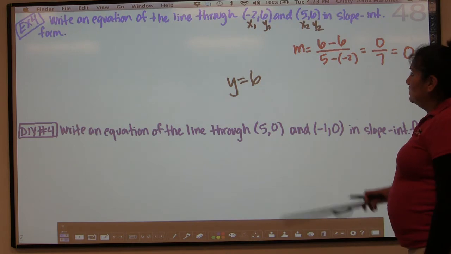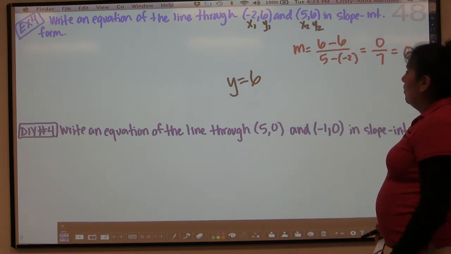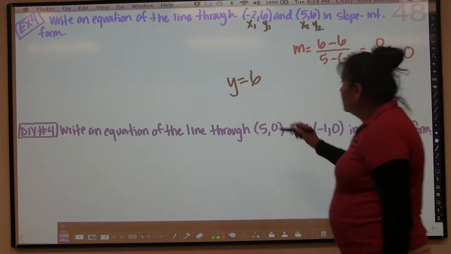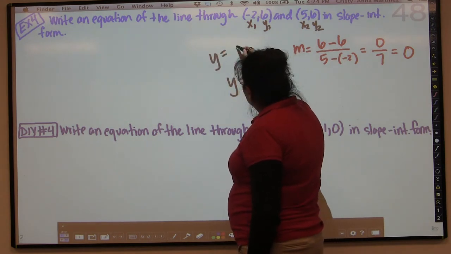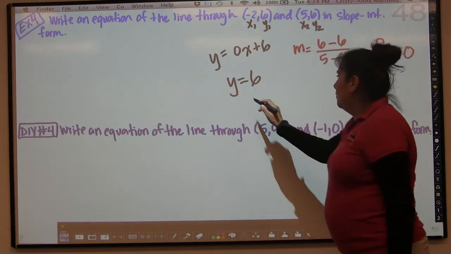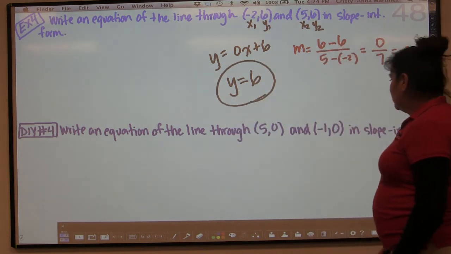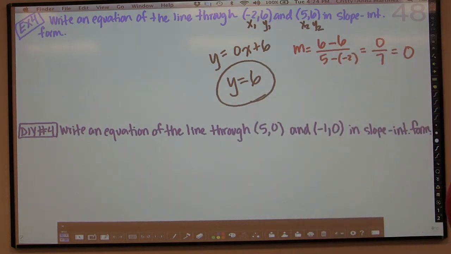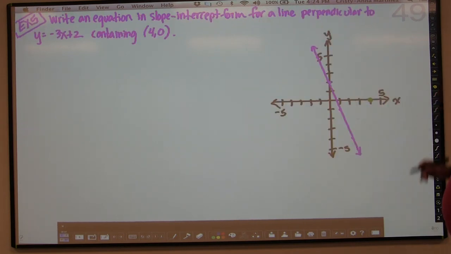Okay? Because the y coordinates here are 6. So y equals 6. Technically it's y equals 0x plus 6, but since 0x is 0, then we just get y equals 6. So in do it yourself number 4 is right here below. You don't have to switch screens. It's right there, right below this example. And then I believe we have one more example for you, and then we will call it a day.